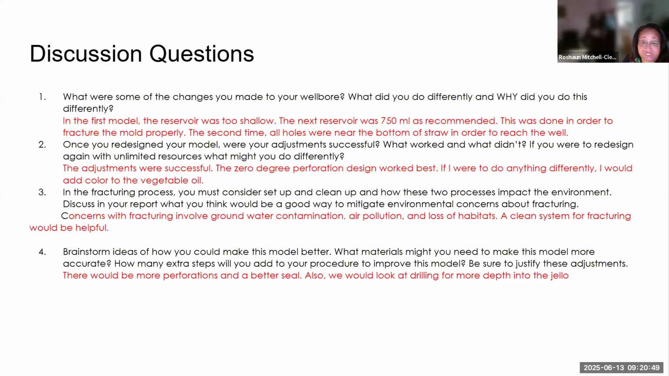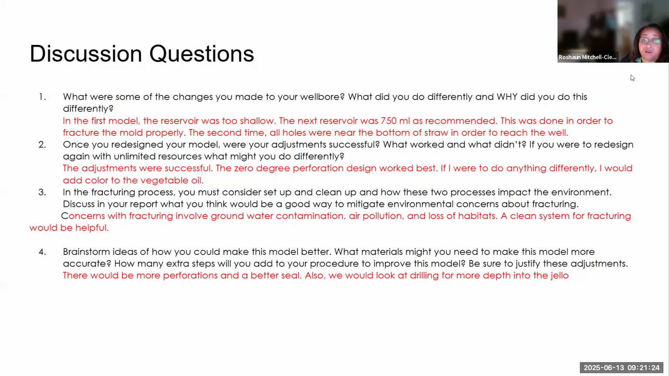Okay, so the discussion questions. It says, what were some of the changes you made to your well bore, and what did you do differently, and why did you do this differently? So in the first model, the reservoir, as I said before, was a little too shallow. So the next reservoir was the recommended 750 milliliters. And this was done in order to fracture the mold properly. And the second time, all holes were near the bottom of the straw in order to reach the well instead of them being mid-level or top level.